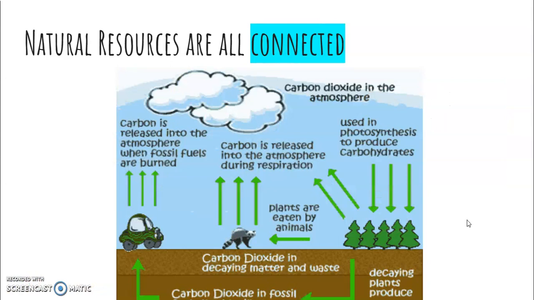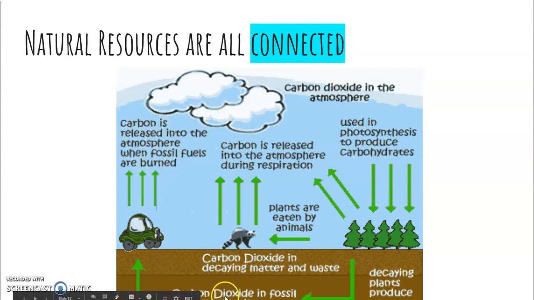Here's another simple diagram to show how carbon specifically is moving through our ecosystems. There's carbon dioxide in our atmosphere, and the only type of organism that can pull that carbon dioxide out of the atmosphere are plants that use photosynthesis. No other organism can take carbon dioxide in and turn it into something else. So if all of our plants disappeared, our deforestation removing plants, then that will affect our atmosphere.